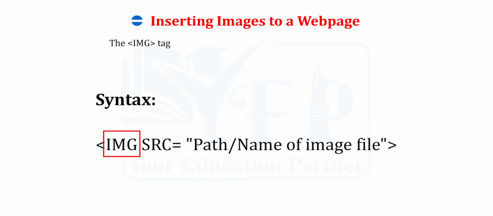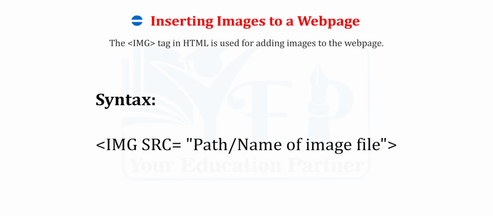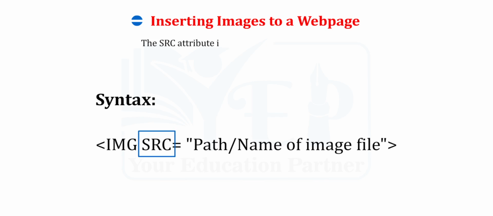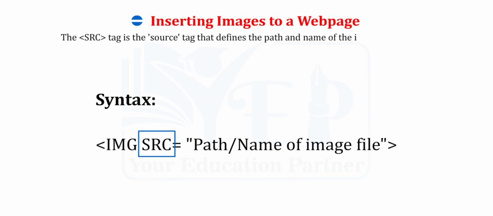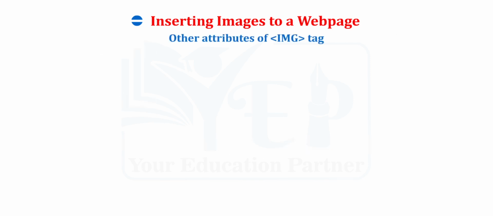The img tag in HTML is used for adding images to the web page. The src attribute is used along with the img tag. The src attribute is the source attribute that defines the path and name of the image that is to be added to the web page. Other attributes of the img tag.